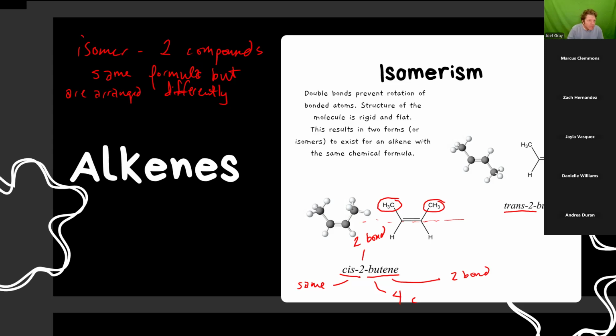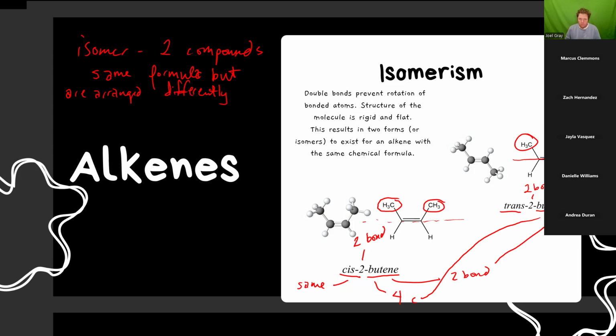Now, if we look at trans 2 butene, okay, dissect that name. ENE, we got a double bond. BUT, well, four carbons. So double bond, four carbons. Two is a placement of that double bond. Trans, well, that means they're on the opposite. So this is trans 2 butene because our methyl groups are on opposite sides of the double bond as one another.